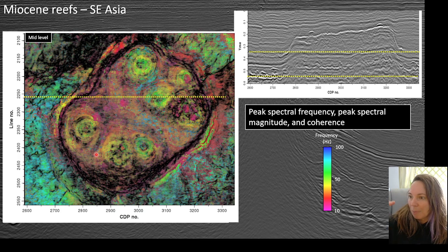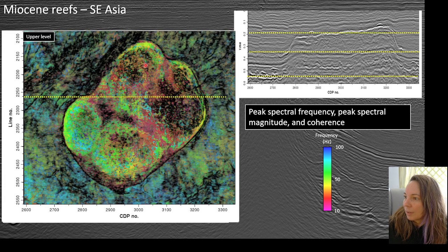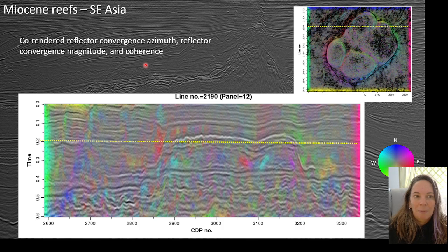And then moving back up a little bit higher where we were before, again with the peak spectral frequency and peak spectral magnitude and coherence, you can see areas where you have the higher frequencies, the lower frequencies, and those individual reefs that conglomerated together. And then back here up at the top. So a lot of interesting detail that you could bring out, whether you're looking at the shape indices, so the geometric attributes, or the frequency attributes.